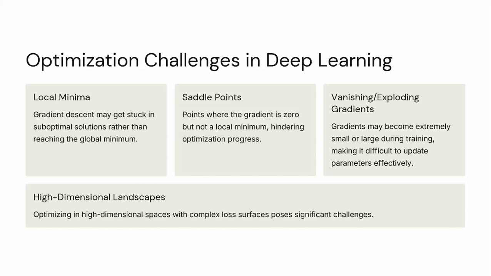When coming to vanishing or exploding gradients, the gradients become extremely small or large at the time of training, making it difficult to update the parameters in an efficient manner. That means they should not be too small or too large when we are training the parameters in the given networks. Complex loss surfaces are also a challenging part of optimization in deep learning.